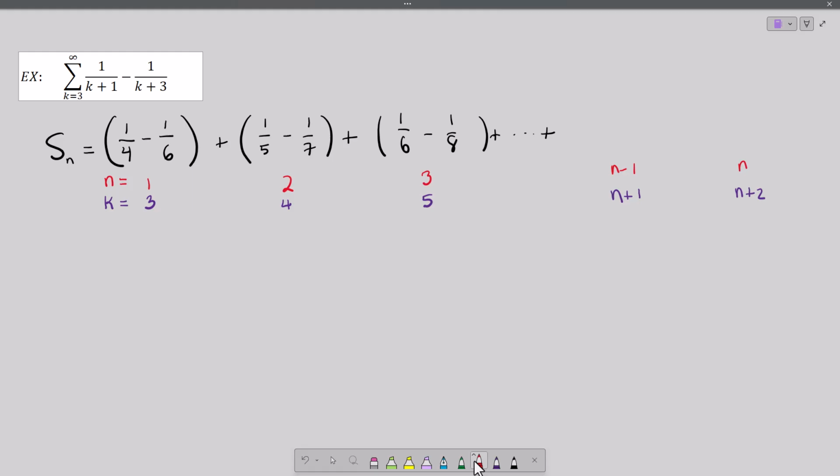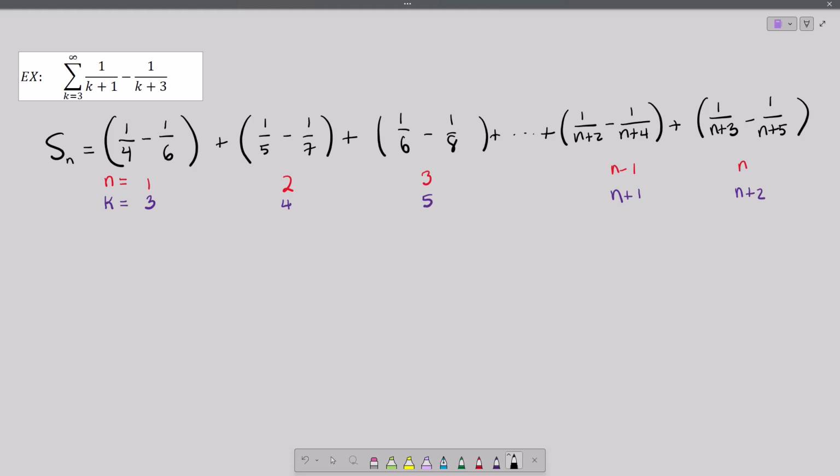So we're plugging in the k values, and our n minus first term is found by plugging in k equals n plus 1. So we plug that in right here. We get 1 over n plus 2 minus 1 over n plus 4. And then the nth term we find by plugging in k equals n plus 2. So that's going to be an n plus 3 and an n plus 5. So that is S sub n. That's the sum of the first n terms.